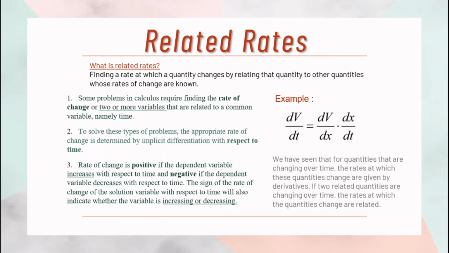We have seen that for quantities that are changing over time, the rate at which these quantities change is given by the derivative. If two related quantities are changing over time, the rates at which the quantities change are related.